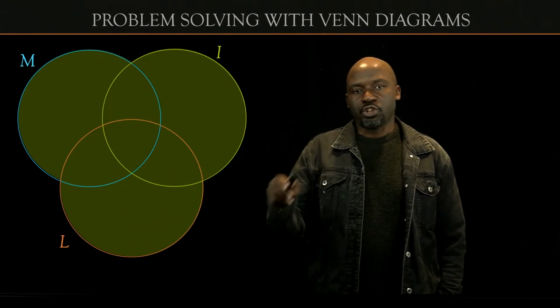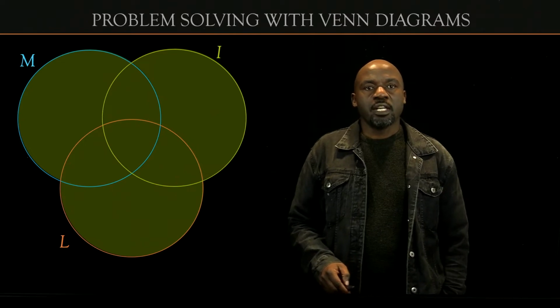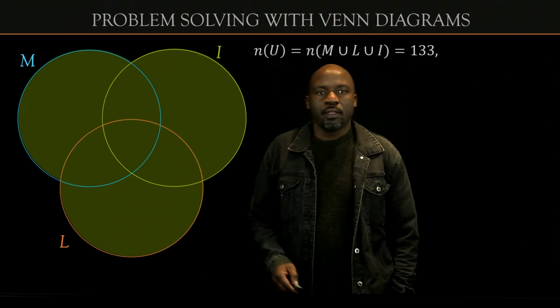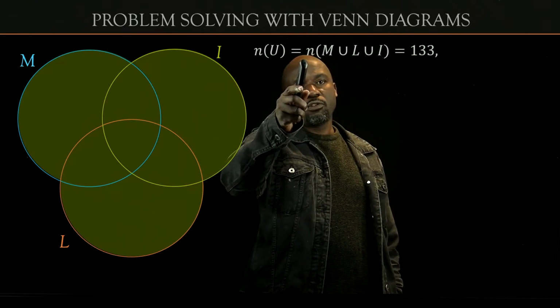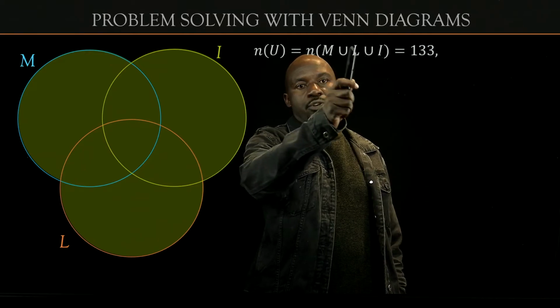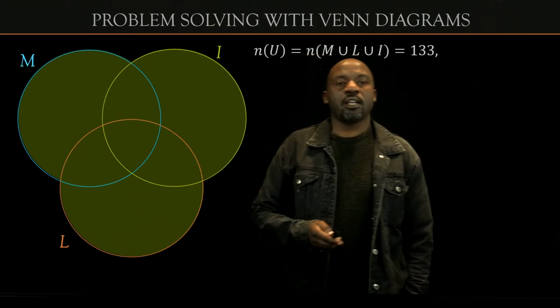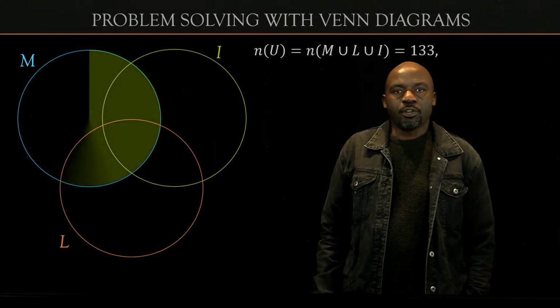Okay, and so the shaded region must be the universal set, and from the information we are given, this is 133. So we can conclude that the number of elements in the universal set, which is the number of people in M union L union I, is 133. Okay, all right. What other information do we know?